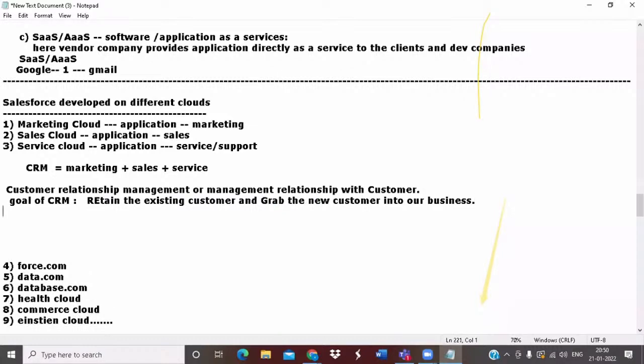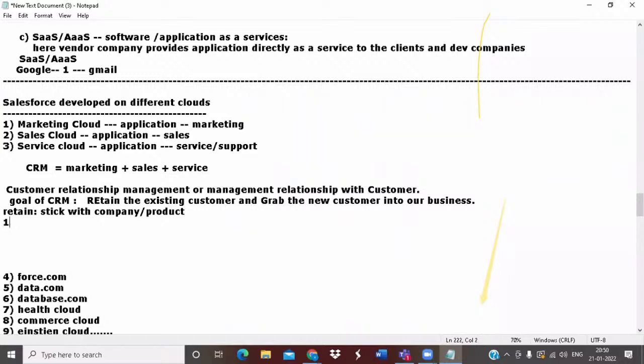For your better understanding, first of all, tell me what is the meaning of retain? Retain means the existing customer always sticks with the company, or sticks with the product. That is the meaning of retaining. But the existing customer sticks with the company by providing what? Good quality product to the customer.